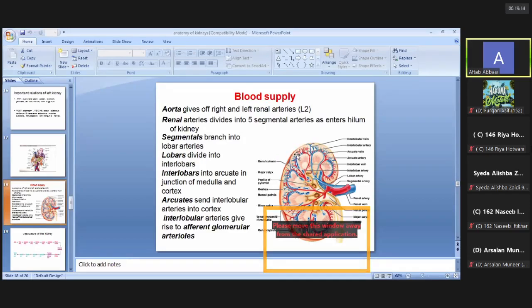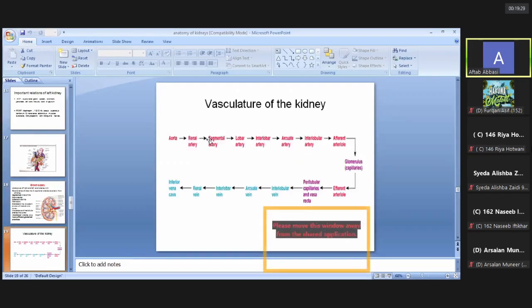From the interlobular arteries, there are numerous afferent glomerular arterioles that arise and enter the glomerulus and form the glomerulus, the tuft of capillaries in the nephron. So that is a flow chart for the arterial supply of the kidney.